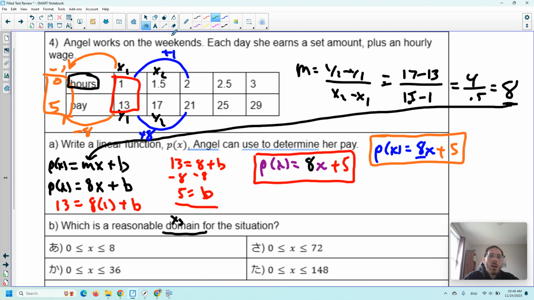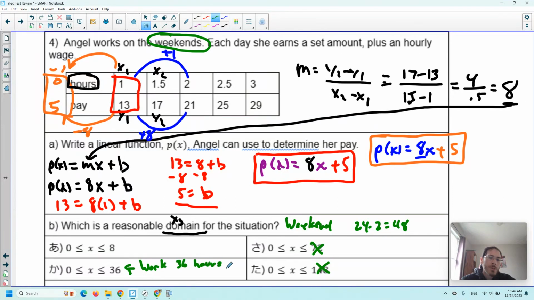So we have to come all the way back up here and see that she's working on the weekend. So we have to think about how many hours somebody would work on the weekend. So for a weekend, that would be 2 days. So 24 times 2 is 48 hours in the weekend. So we're not going to pick these because there's not enough hours in the weekend. And she probably needs to sleep. So probably working for 36 hours in 2 days may be a bit much. So we're not going to pick that one.